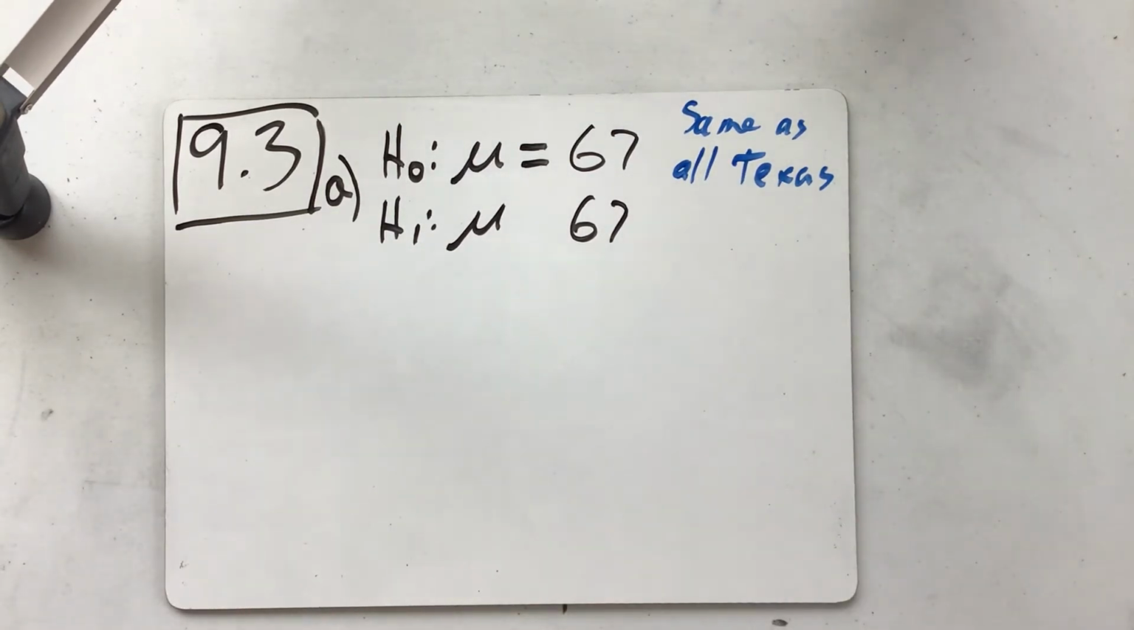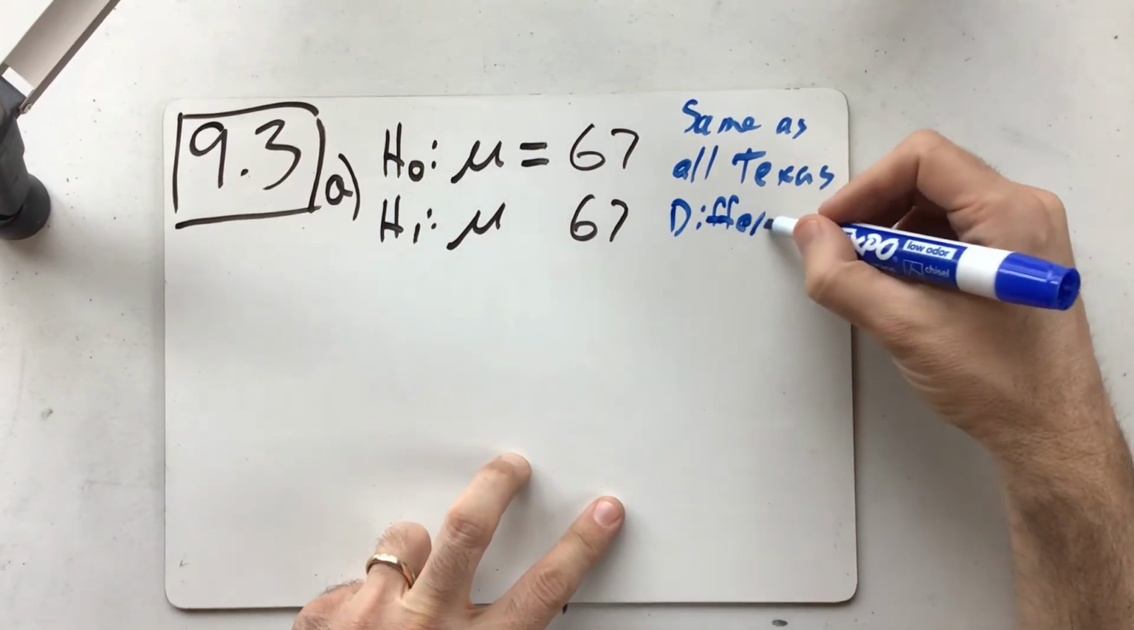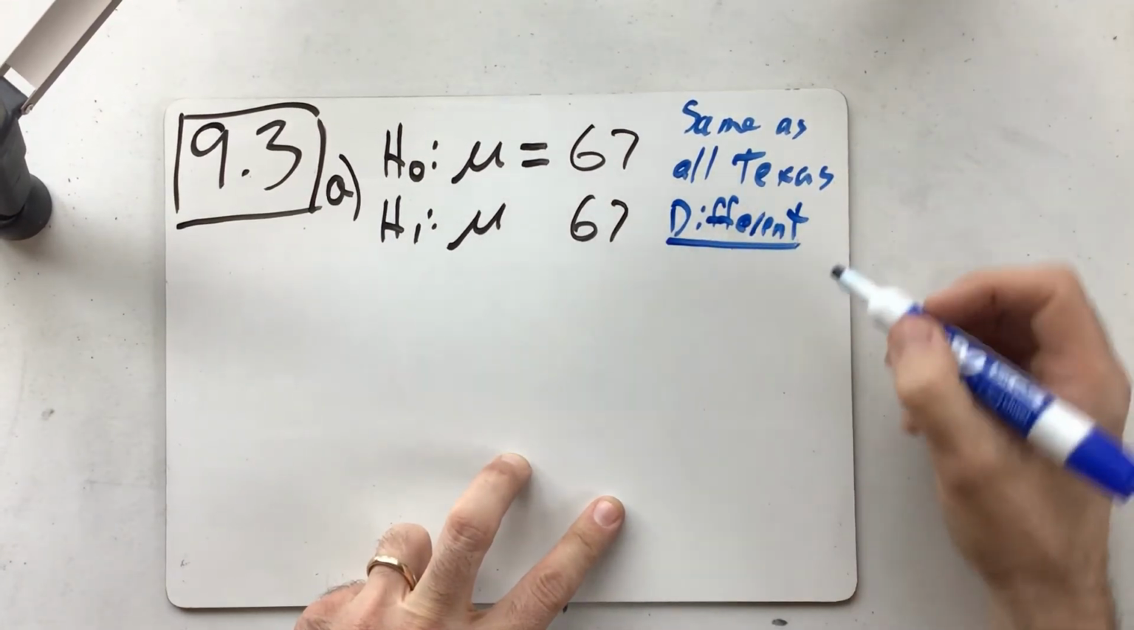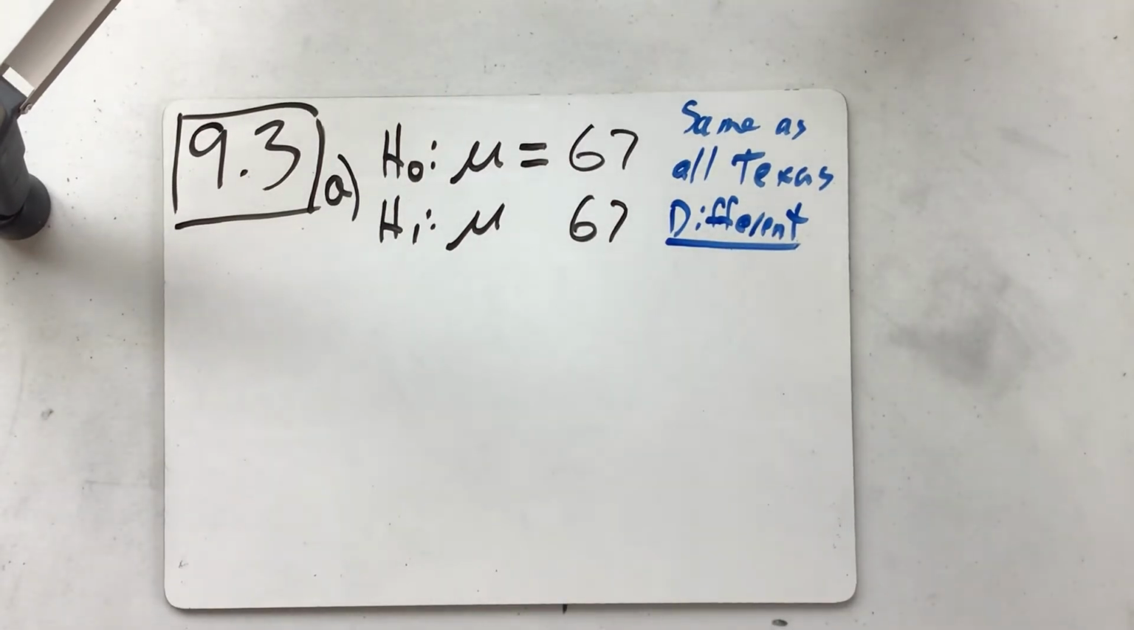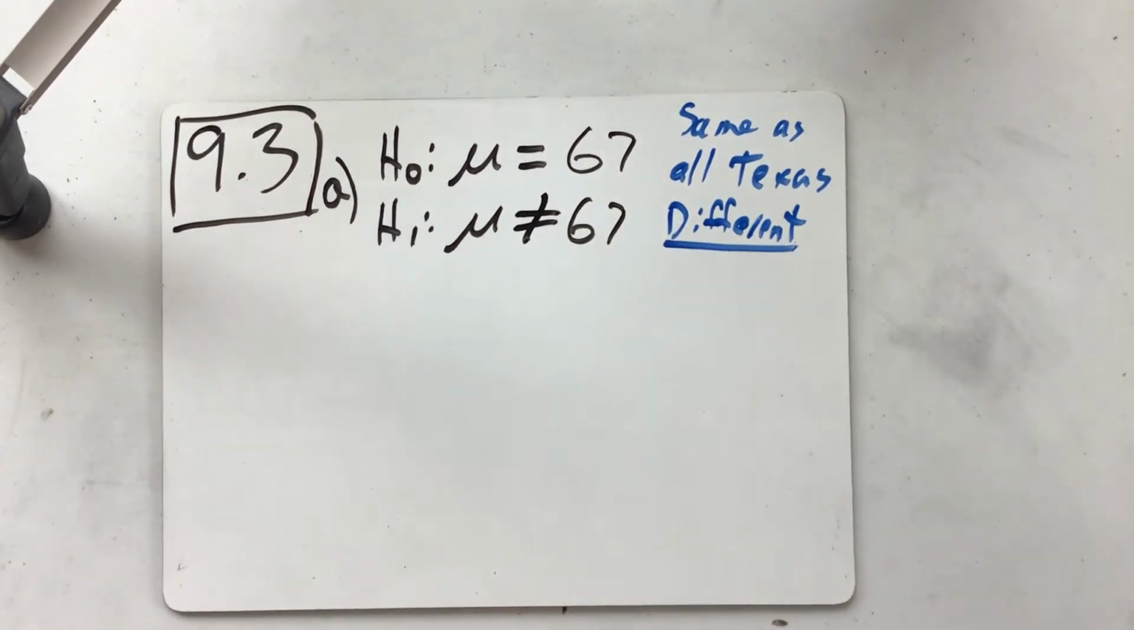Well, we read our question really carefully, and it says, you're curious if the drivers on the loop are different from the rest. Notice it didn't say different as in they're faster. It didn't say they're different and they're smaller. They just said they're different. So that means our alternative hypothesis for this problem is going to be a not equal to sign.